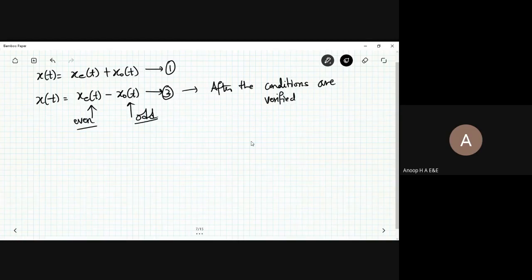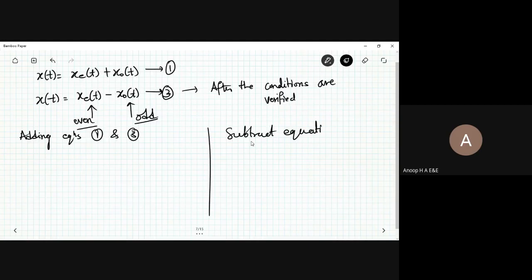Okay, so now what do I need to do? I need to find the expression for the even component of this signal. So what do I need to do? Adding equations 1 and 3. Next, I need the odd component. What do I need to do? I need to subtract equations 1 and 3.